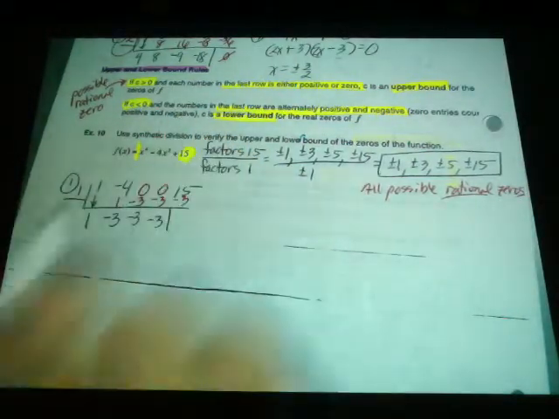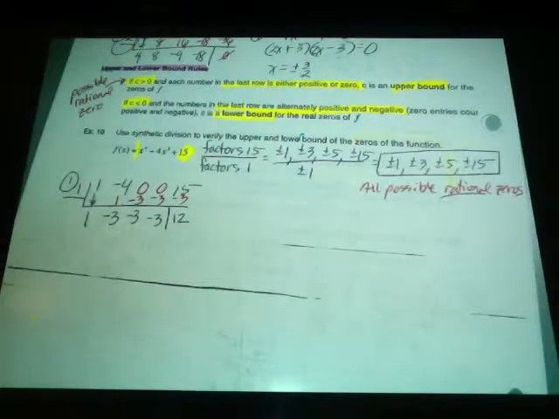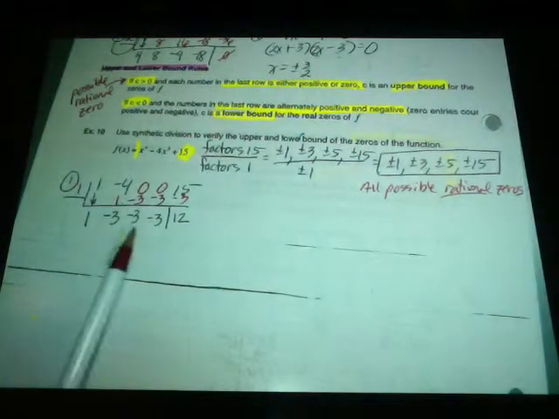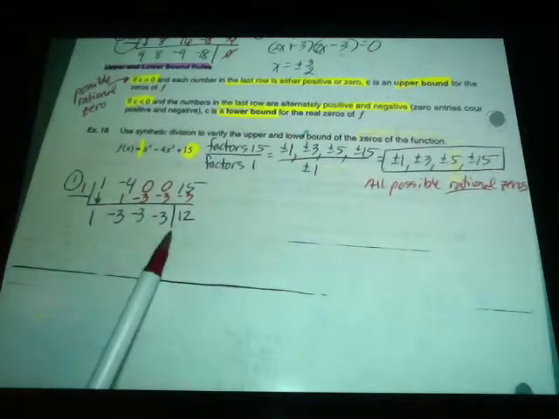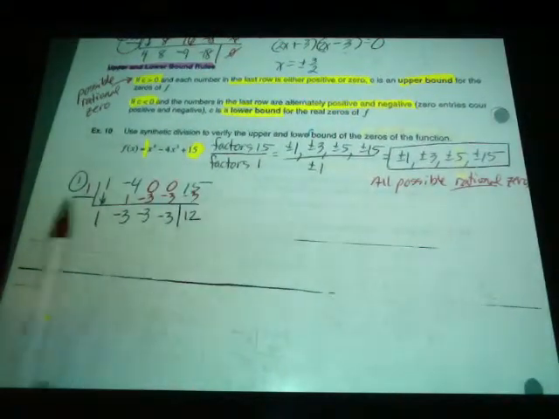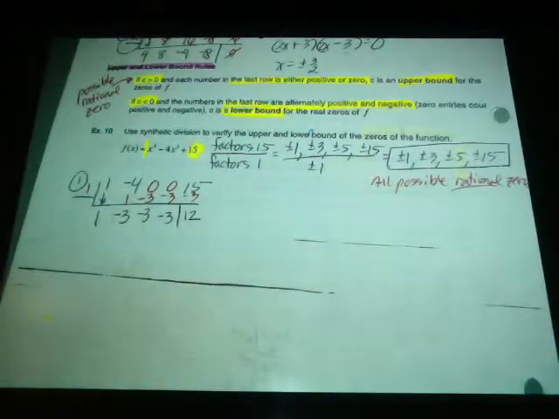And what happened? Didn't get 0. Do you see all positives here? Or 0? That means 1 is not my upper bound. Okay. So I got to go higher to get my upper bound. So what would you like to try?